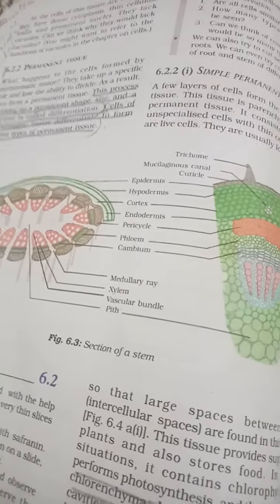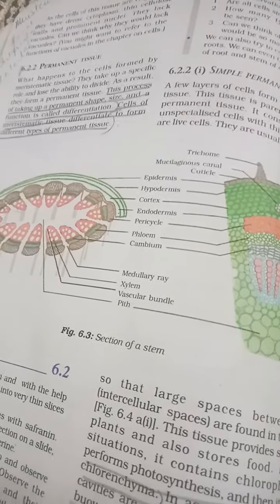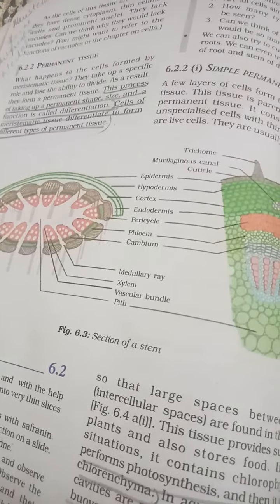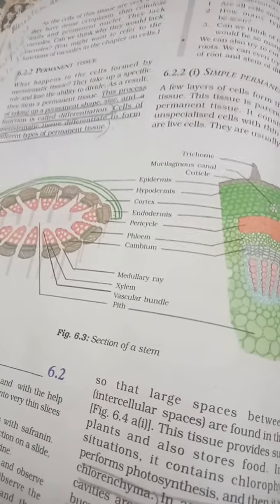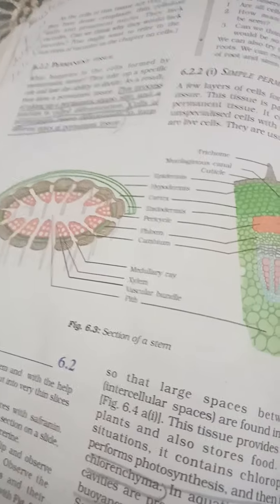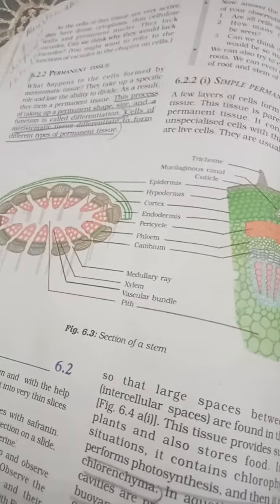And everybody should know the functions of parenchyma. Parenchyma is a packing tissue or a ground tissue. It gives rigidity to the plant. In storage organs, parenchyma cells store food. Chlorenchyma helps to carry out photosynthesis and aerenchyma helps the plants to float on water.